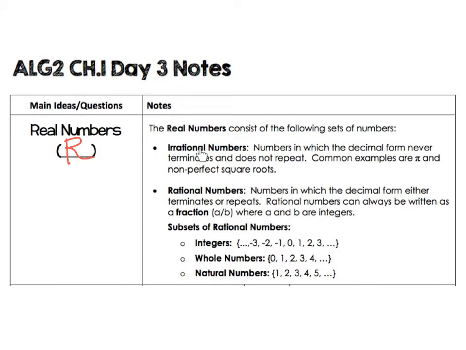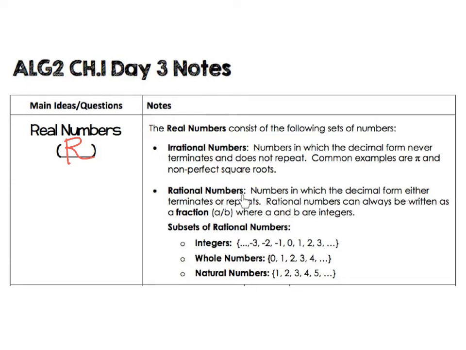Basically, irrational numbers are numbers that do not terminate, so they go on forever and ever, like pi, and they do not repeat. If a number repeats, like 0.39393939, that's a repeating decimal. That would be a rational number, not an irrational number. So it can't go on forever, and it can't repeat.